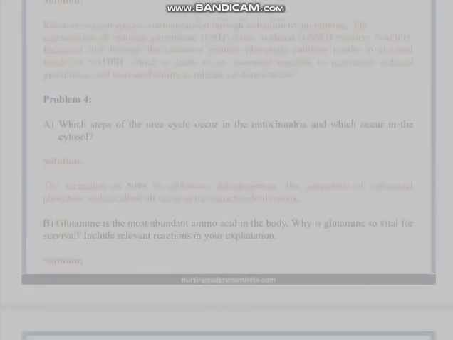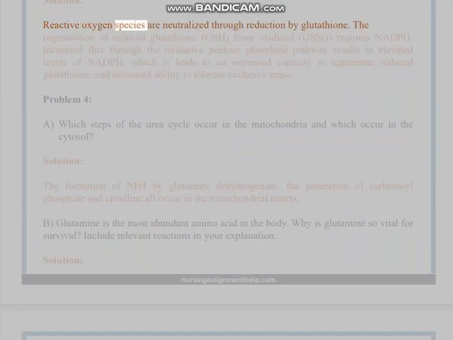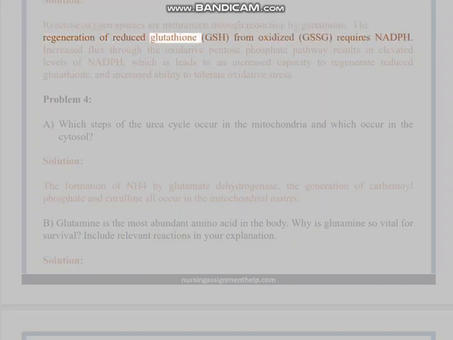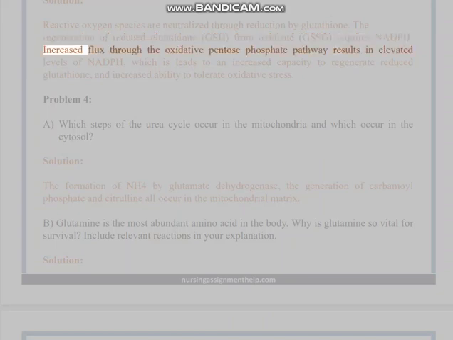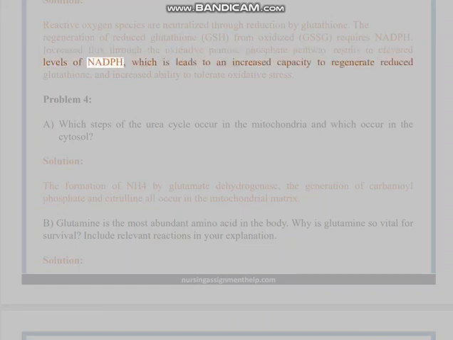Solution: reactive oxygen species are neutralized through reduction by glutathione. The regeneration of reduced glutathione (GSH) from oxidized GSSG requires NADPH. Increased flux through the oxidative pentose phosphate pathway results in elevated levels of NADPH, which leads to an increased capacity to regenerate reduced glutathione and increased ability to tolerate oxidative stress.